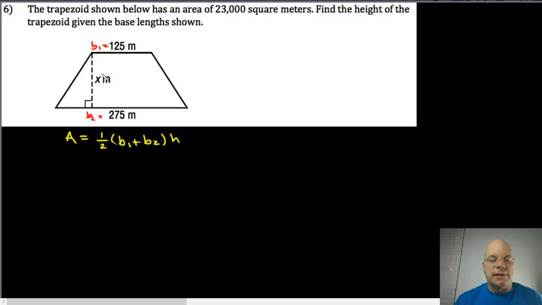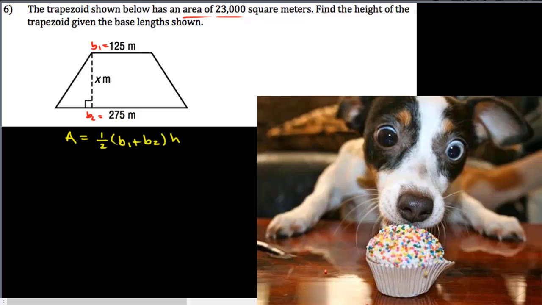275. The height is unknown in this case for this problem, but we know the area is 23,000 square meters. So you can substitute that 23,000 for A, and you can complete this equation by substituting the two bases you know, and then you can solve for the height. Why don't you try to do that during the pause and then come back and see how you did.